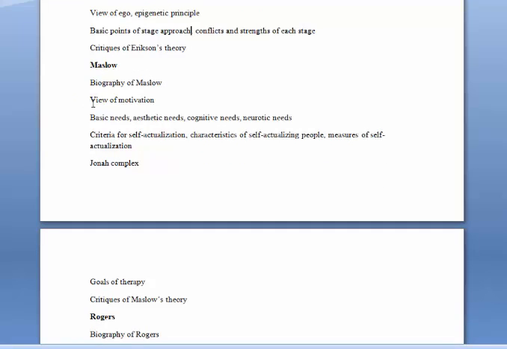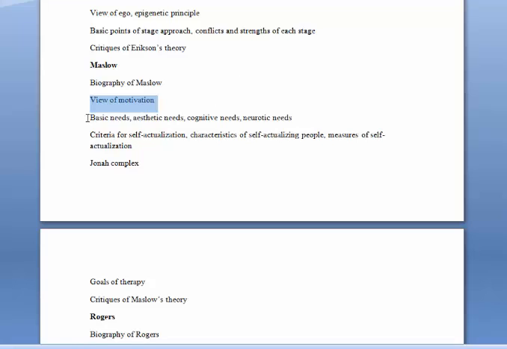Maslow had his hierarchy of needs. So he said that basically everyone everywhere has the same motivations, that we are always motivated, and our motivations are complex, but then we can understand them based on his hierarchy. So then he's going to be looking at the similarity across cultures, that basically we all have the same needs.